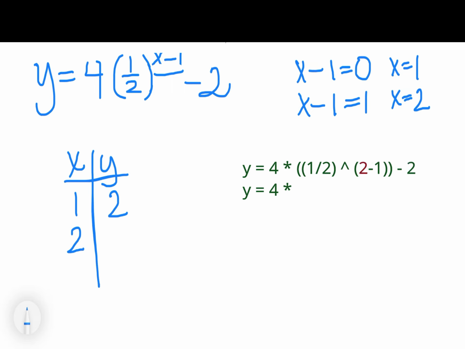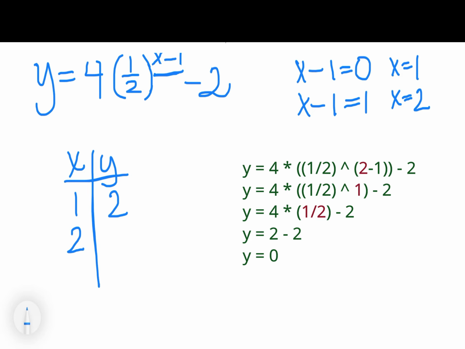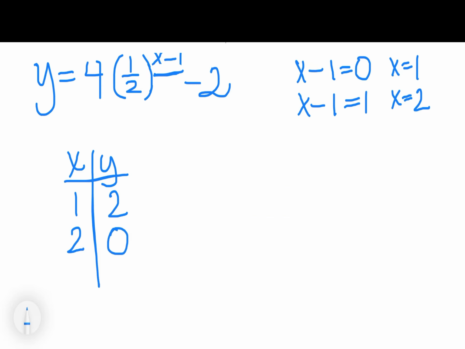Now we'll plug in 2 for our x value. And 2 minus 1, our exponent, will be 1. (1/2) to the 1 power will equal 1/2. 4 times 1/2 minus 2 is 2 minus 2, so our y value will be 0.